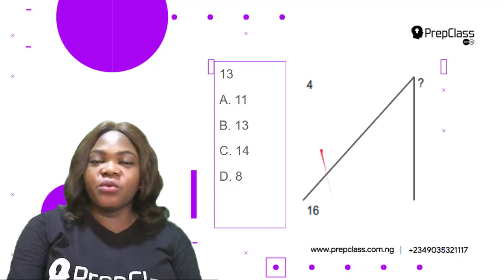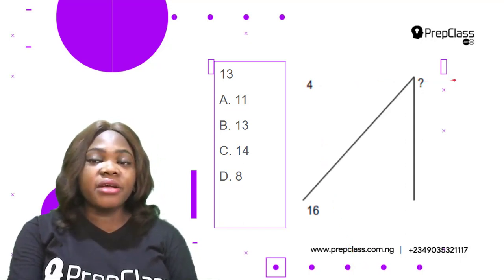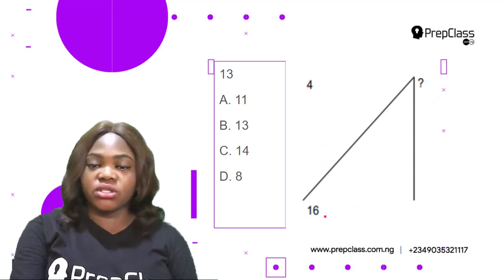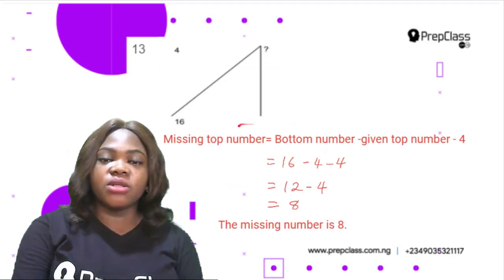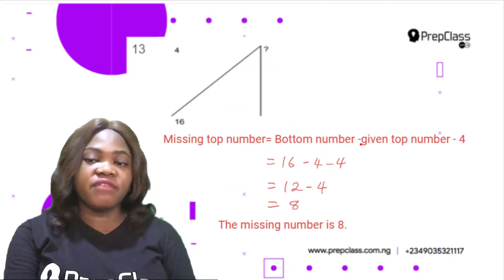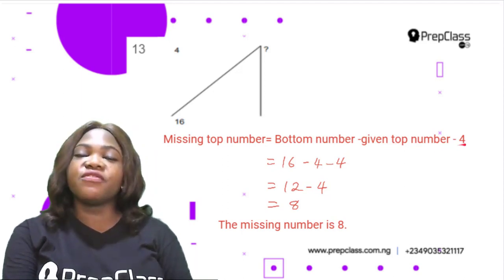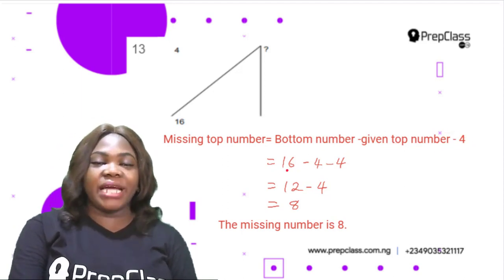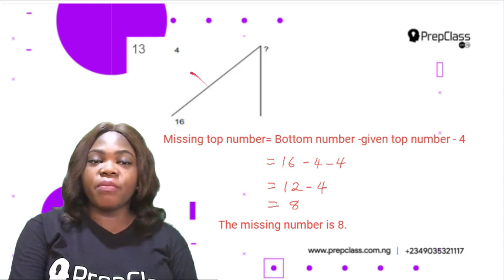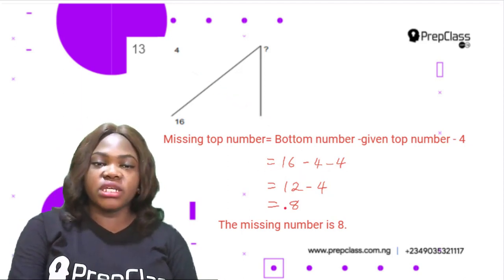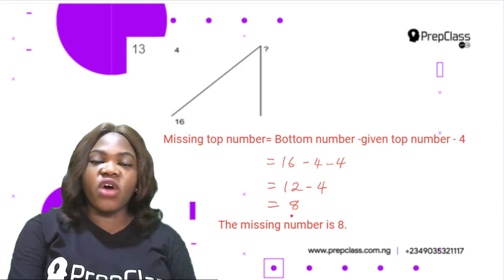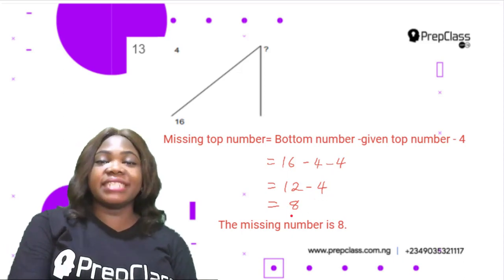We're given one of the top numbers. The second top number is missing and we're given the bottom number. So I hope you still remember how to do this. So to get the missing top number, we do bottom number minus given top number minus 4. So the bottom number is 16 minus given top number, which is 4, then minus 4. 16 minus 4 is 12, then 12 minus 4 is 8. So the missing number is 8.